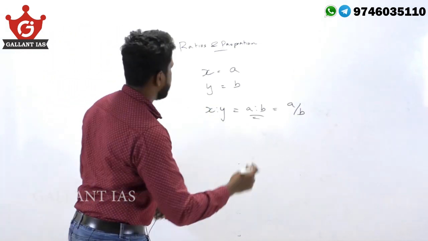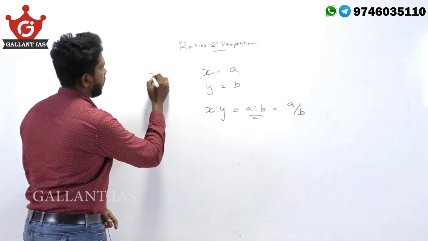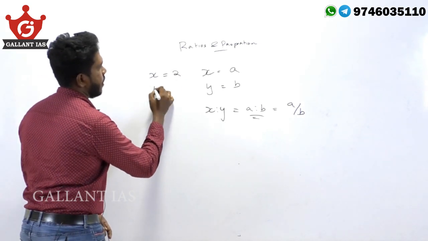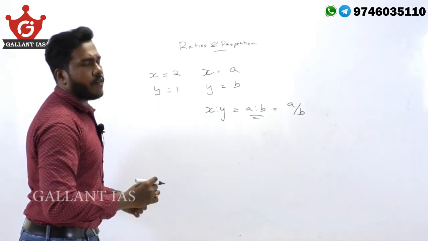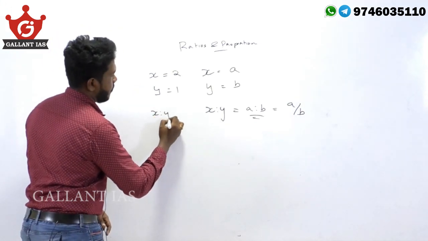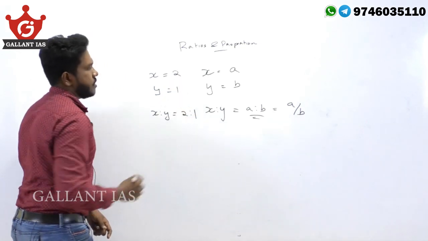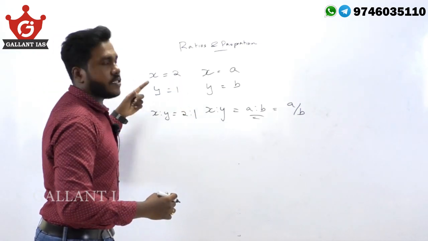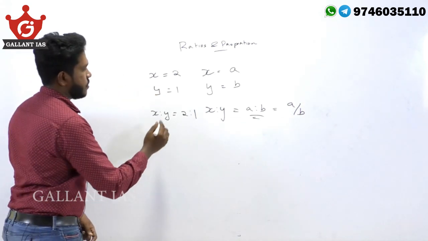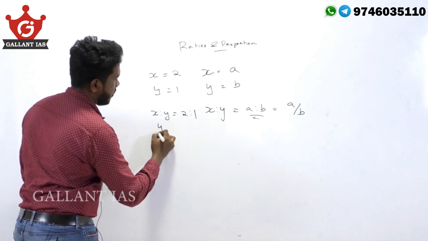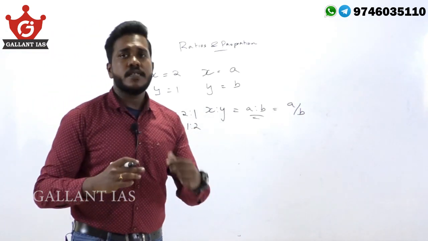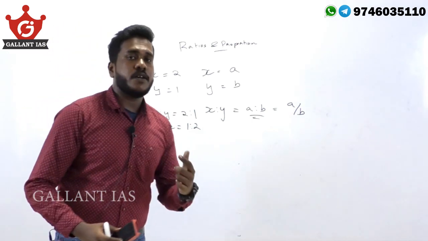Similarly, suppose instead of a, I am giving a value, that is x is equal to 2 and y is equal to 1. So what's the ratio of x to y? That is, x is to y means 2 is to 1. Similarly, you can find the ratio in reverse. If the question asks to find the ratio y is to x, our value will be 1 is to 2. Keep this in your mind. This is the basic concept based on ratios.